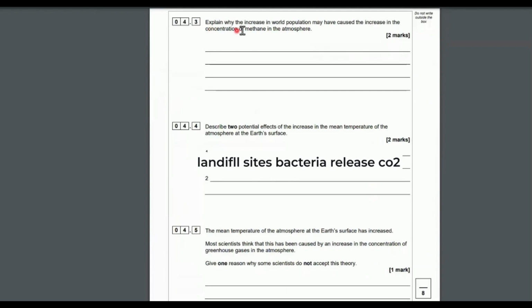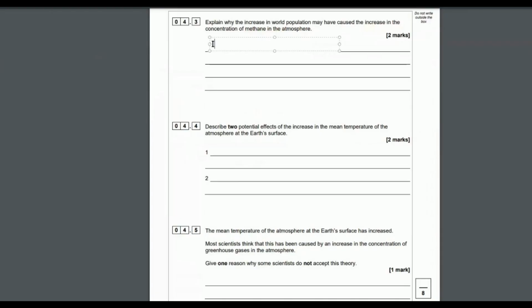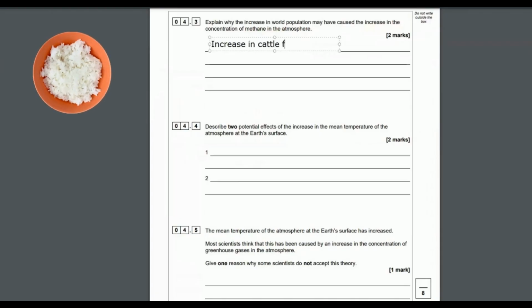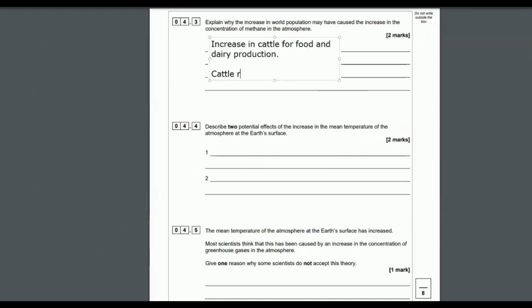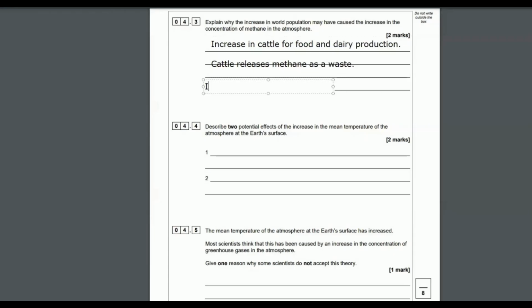Right, 4.3, explain why the increase in world population may have caused the increase in the concentration of methane. So methane comes from rice fields and from cattle, cows. So cow farts, basically, excretion from cows or cow waste. And of course, as there's more people, we're eating more cows, we're eating more rice, and both of those, the cattle and the rice, produce methane. So there we go. That is the explanation for why we're getting an increase in methane in the atmosphere. Of course, methane has the formula CH4, not CO2, that's carbon dioxide.